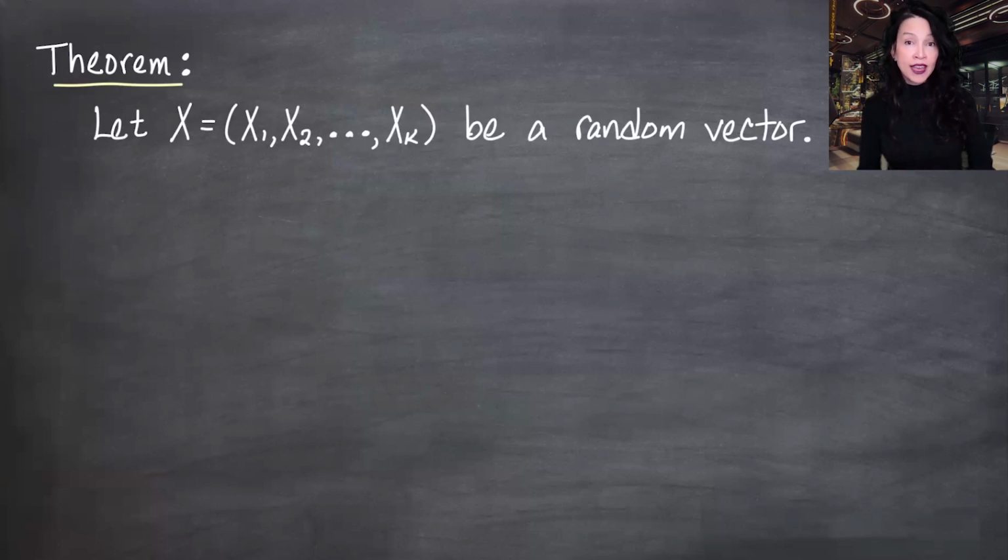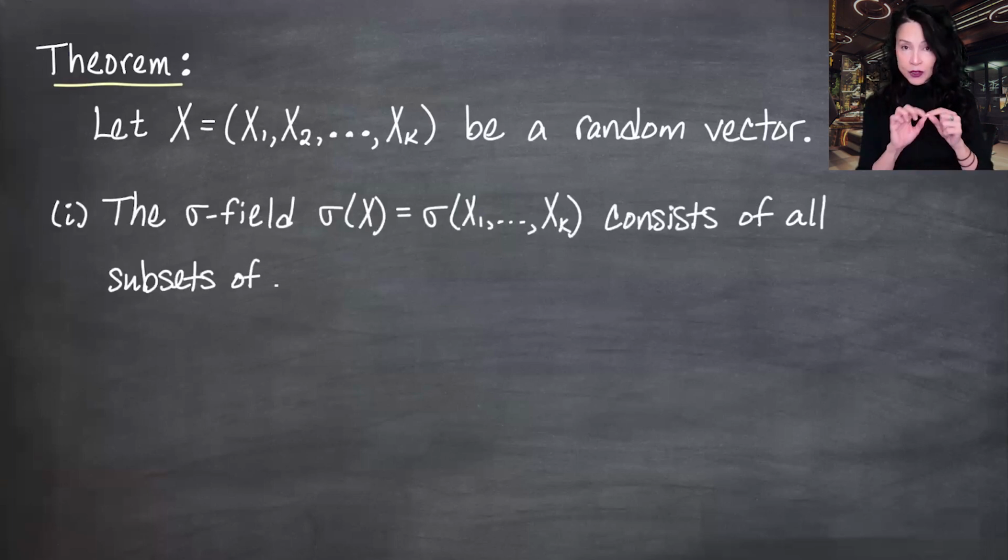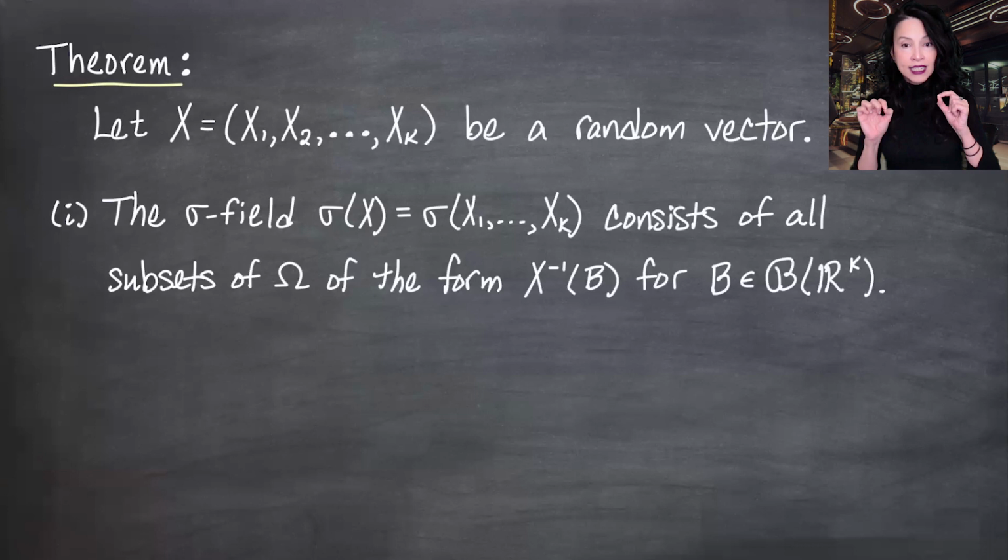So I'm going to start with a k-dimensional random vector x consisting of components x1 through xk. Part 1 of this theorem says that the sigma field generated by x, or by x1 through xk, consists of all inverse images of Borel sets from Rk. We did just say a few times that if I take a Borel set from Rk and pull it back under the vector x, I need to have that result be in curly F.